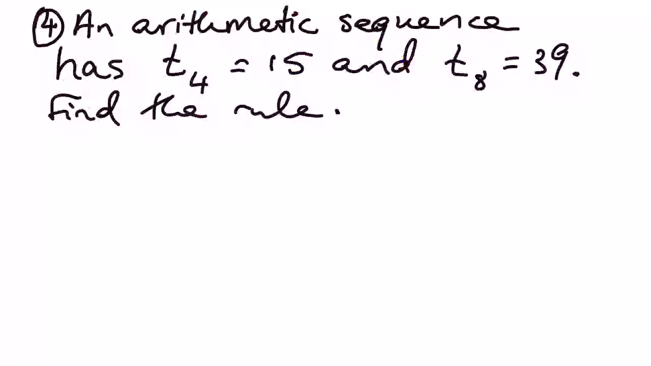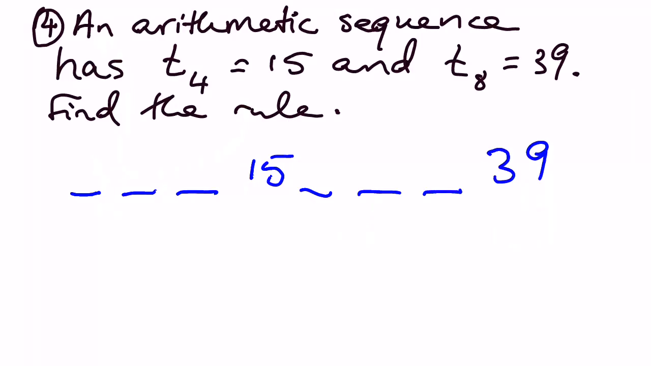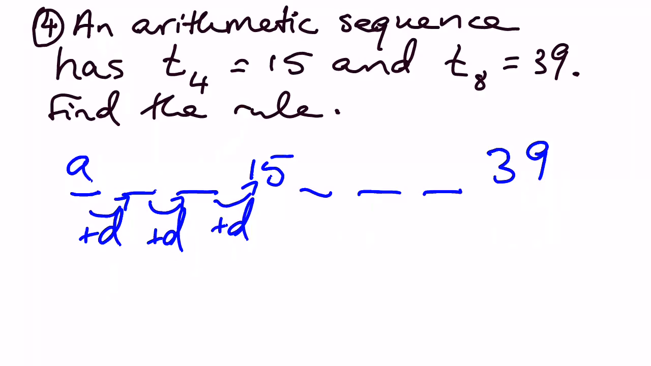An arithmetic sequence has the 4th term is 15, and the 8th term is 39. Okay, let's have a look at what that means. Here's my first term, second term, third term, 15, fourth term, fifth term, sixth term, seventh term, eighth term is 39. I don't know what any of these are. I can call that A, and I know that I went plus D to get from there to there, plus D for all of those, but I don't actually know any of my numbers.